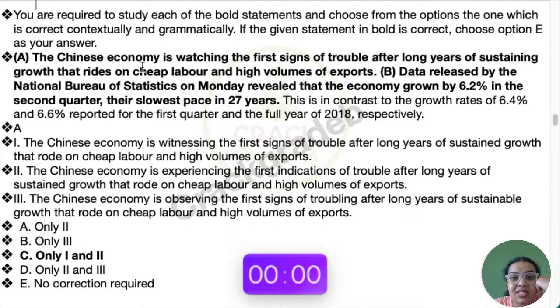Now in this case, I cannot say that, because the economy is not a person or something that will observe something like first signs. Answer was C.